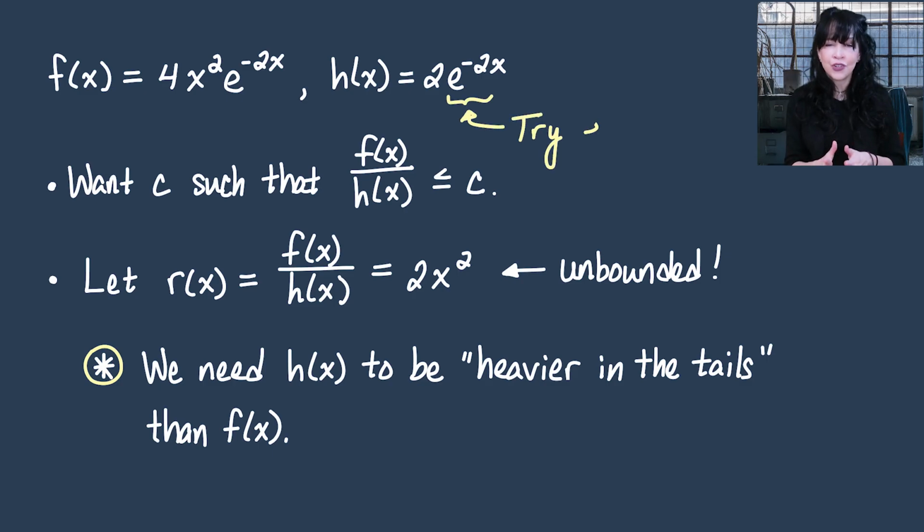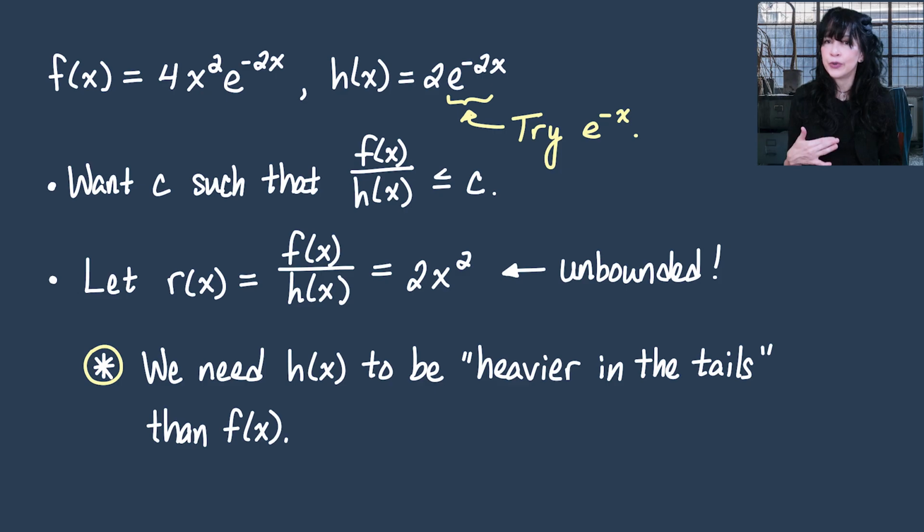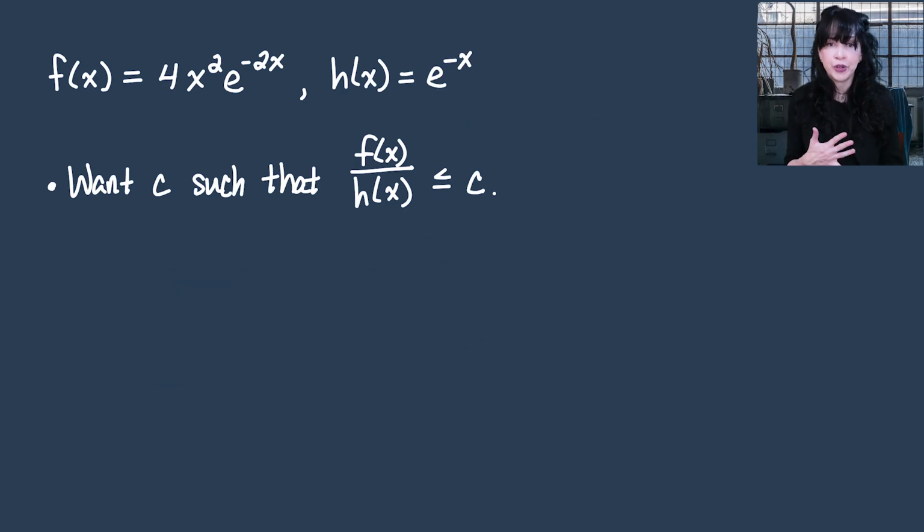So I am going to try e to the negative x, because when I look at e to the negative 2x over e to the negative x, I'm left with e to the negative x for the ratio, something that's going to bring that x squared here down. E to the negative x is already a valid PDF. It's an exponential rate 1, so I don't need to put a constant out front. Let's let h of x be e to the negative x.